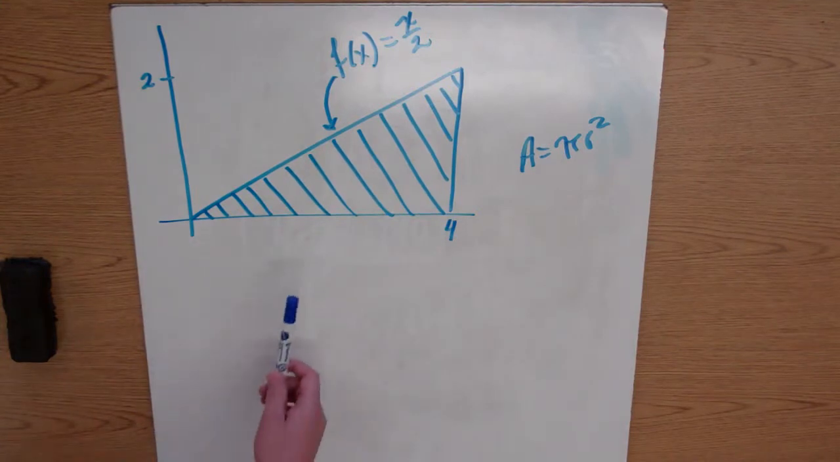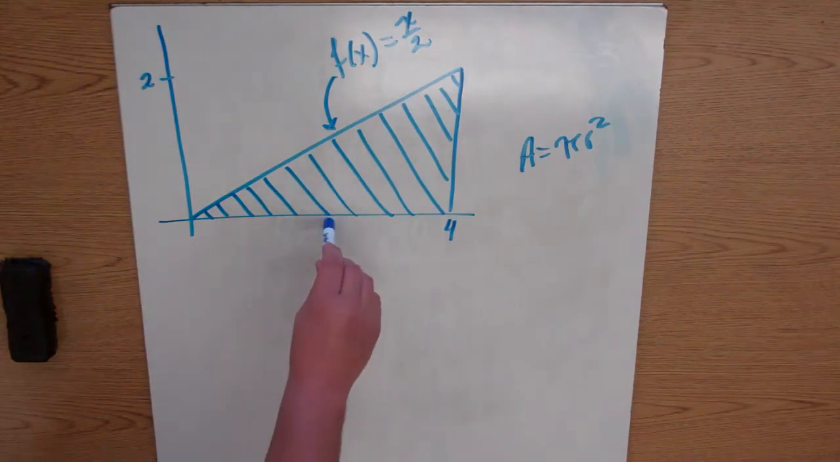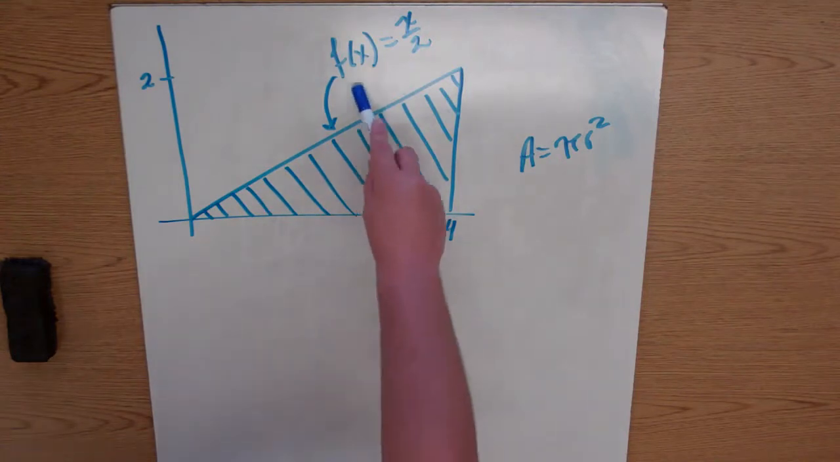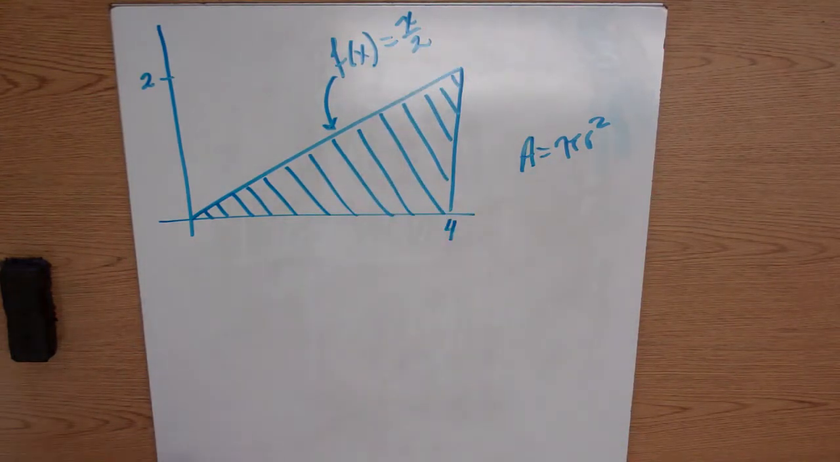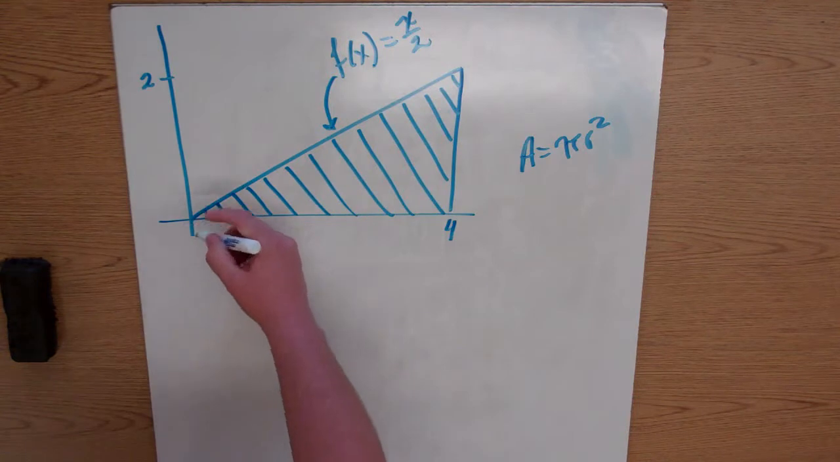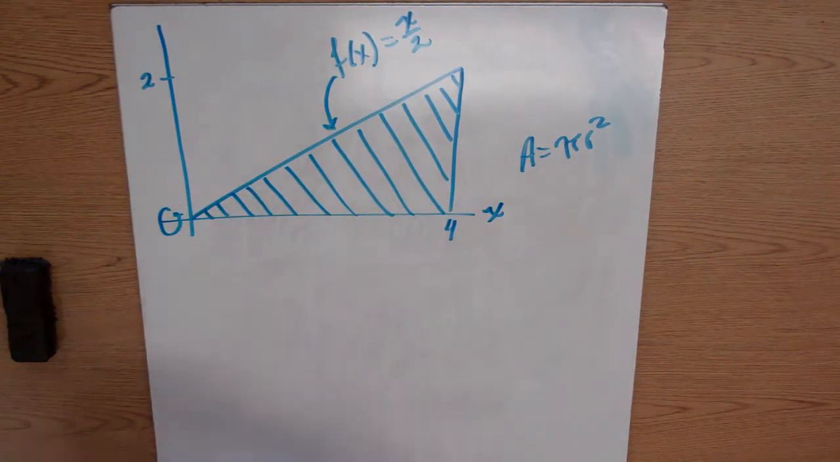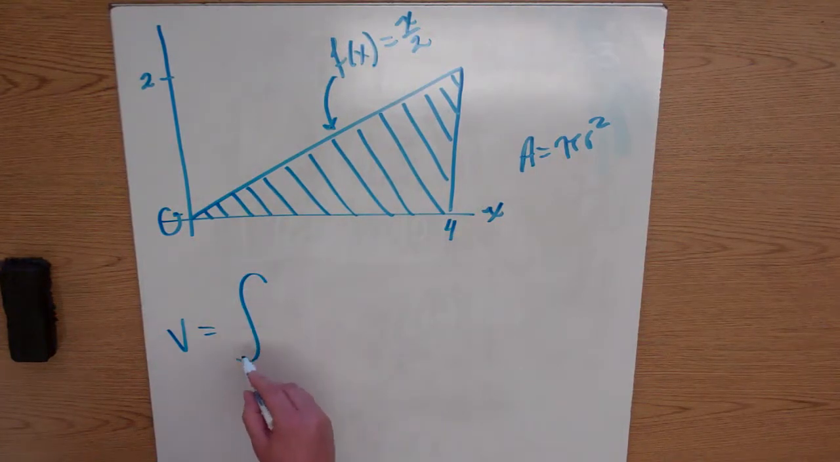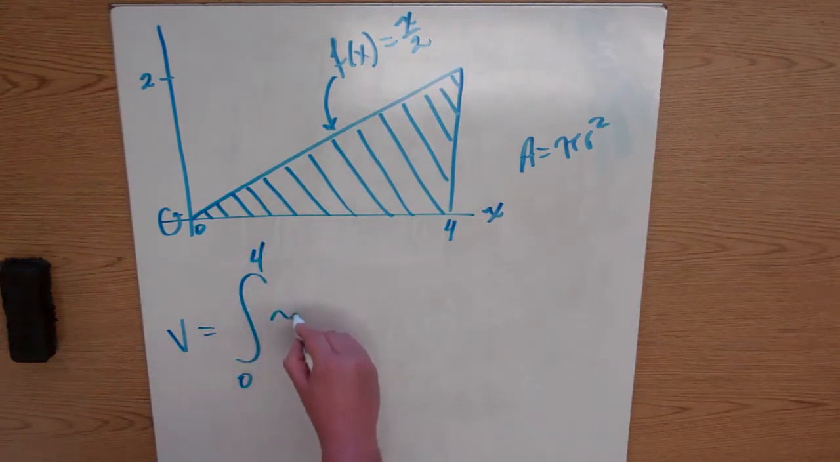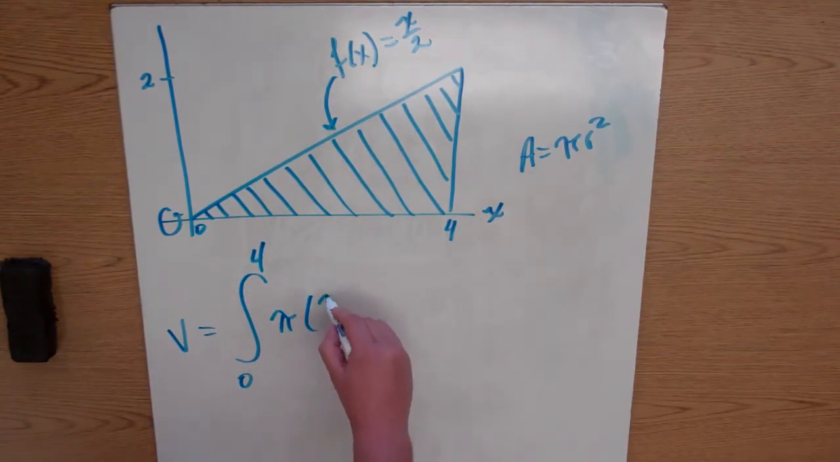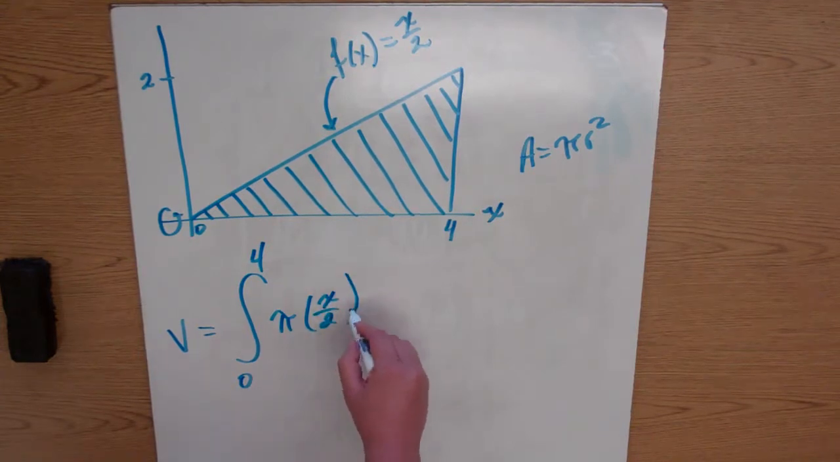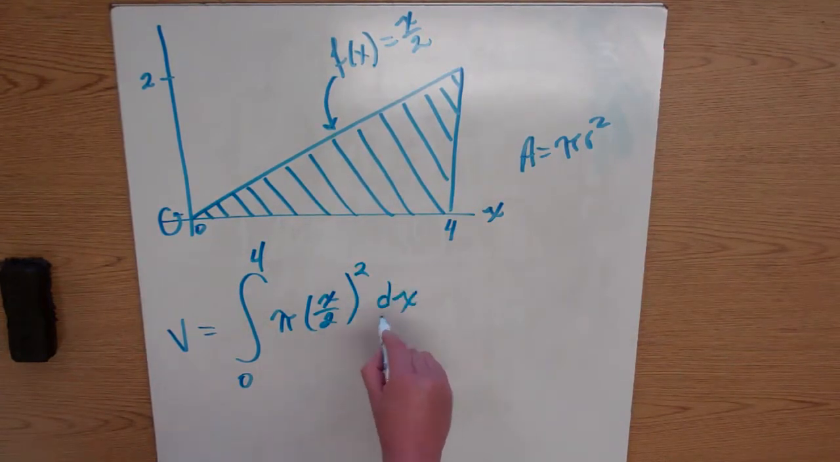It says, find the volume of the solid of revolution generated by revolving f of x equals x over 2 around the x-axis. It's important to pay attention to which axis you're revolving around. Okay, we're revolving around the x-axis. So our volume, going back to our formula, is going to equal a to b. In this case, it's 0 to 4 of pi times x over 2 squared dx. Okay?